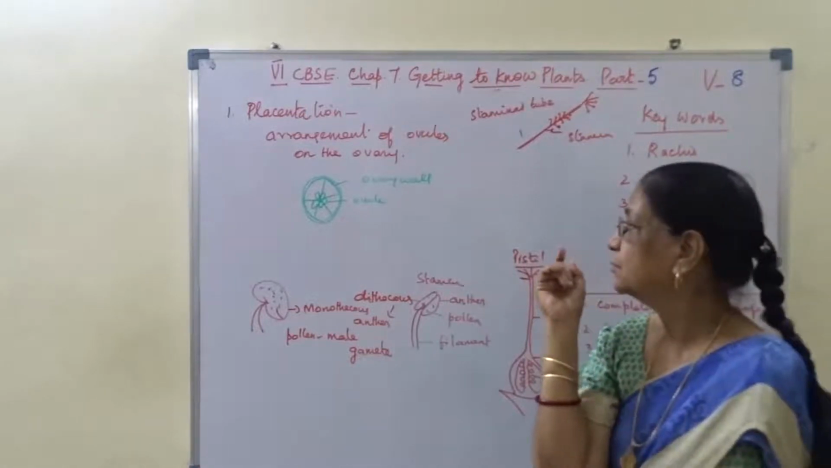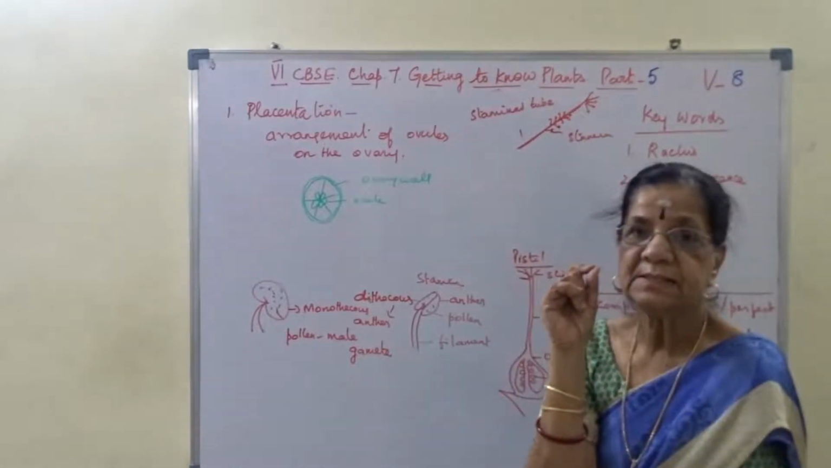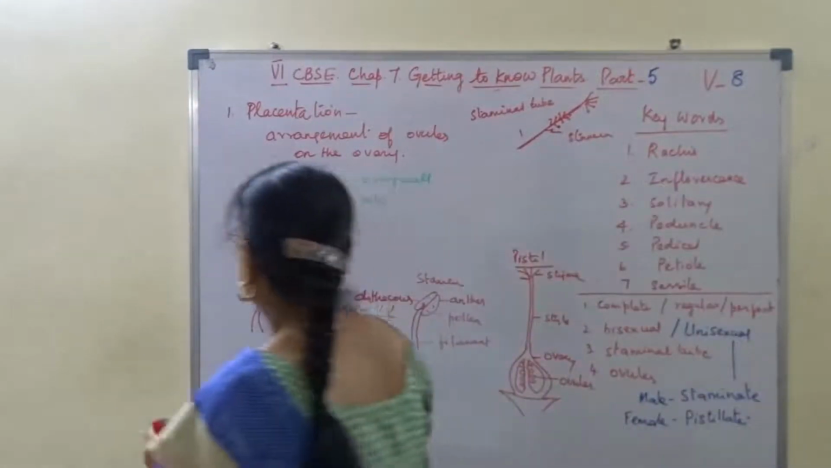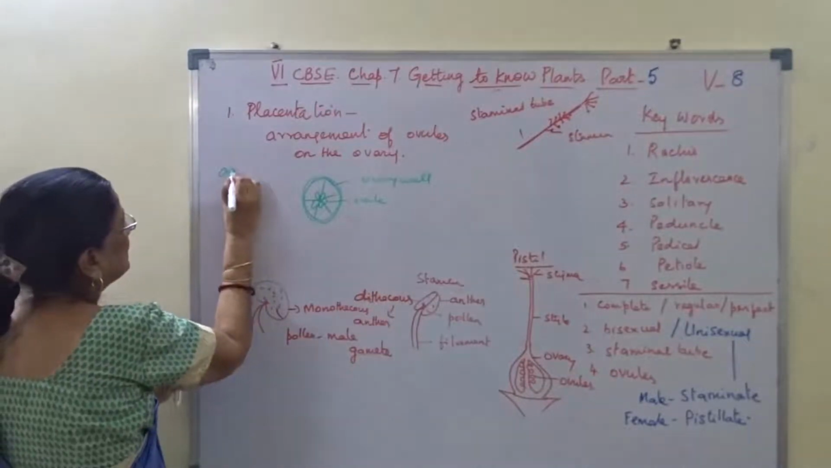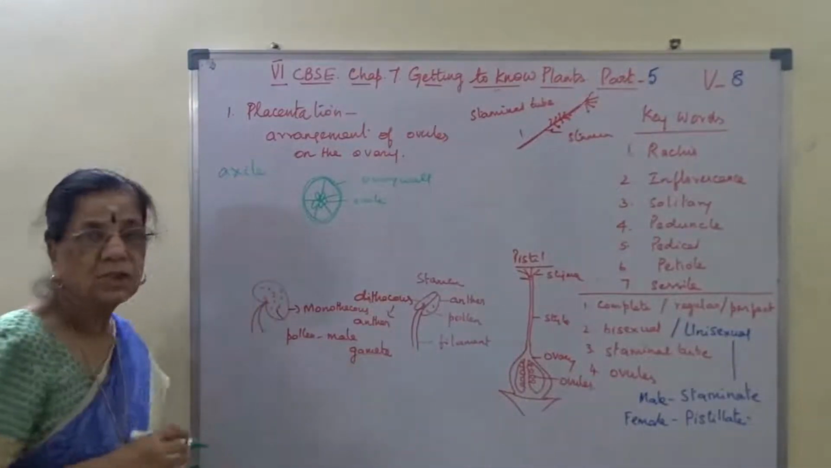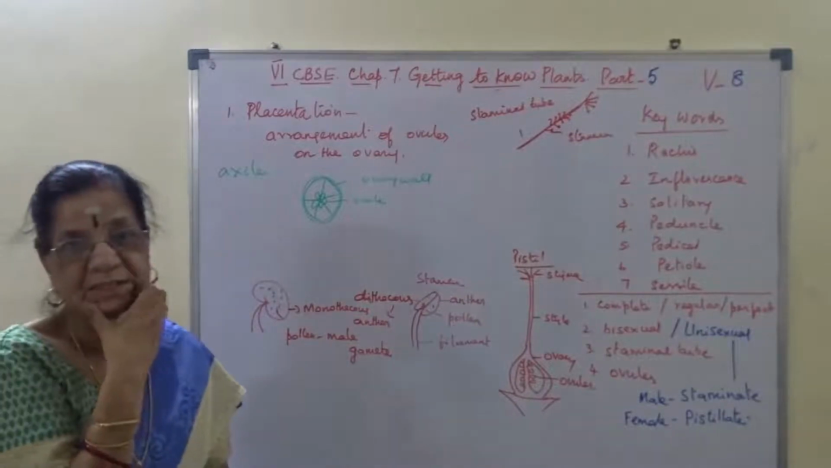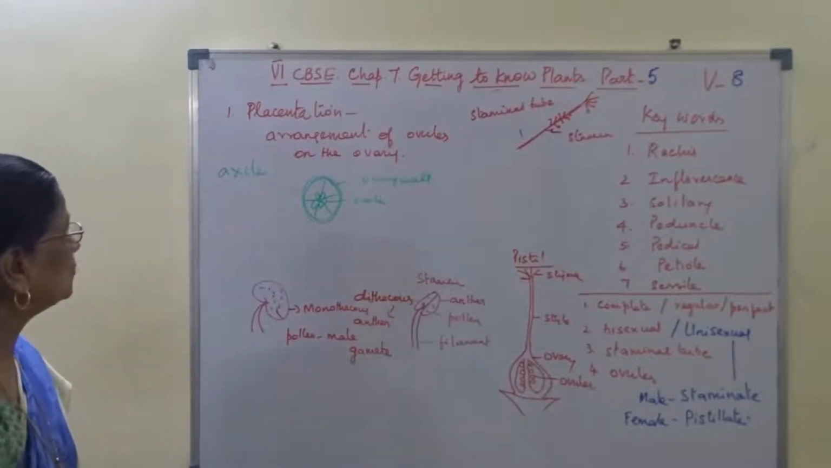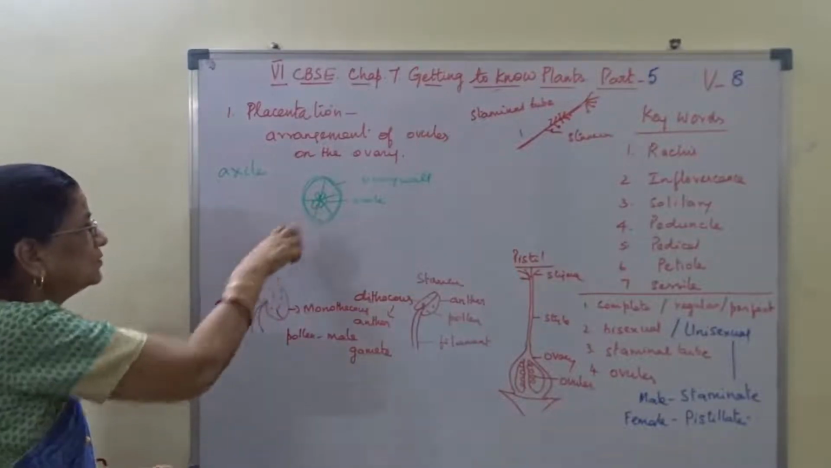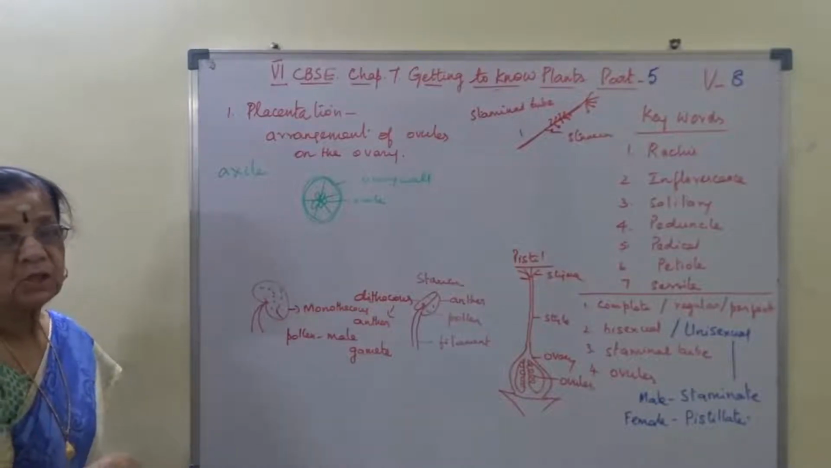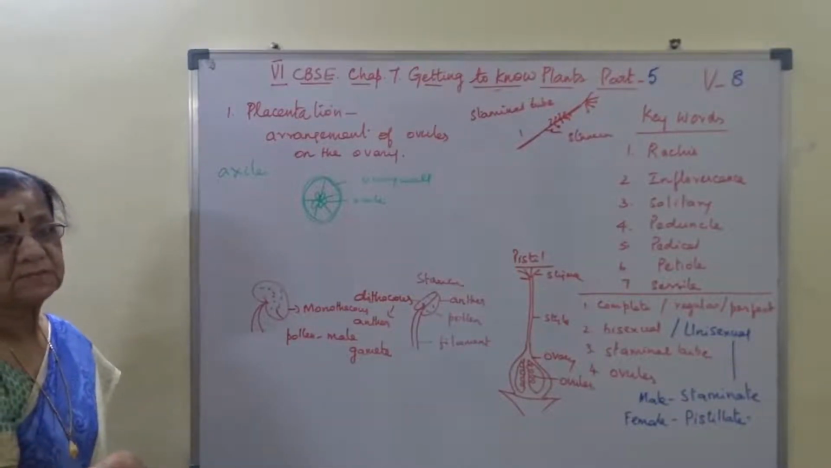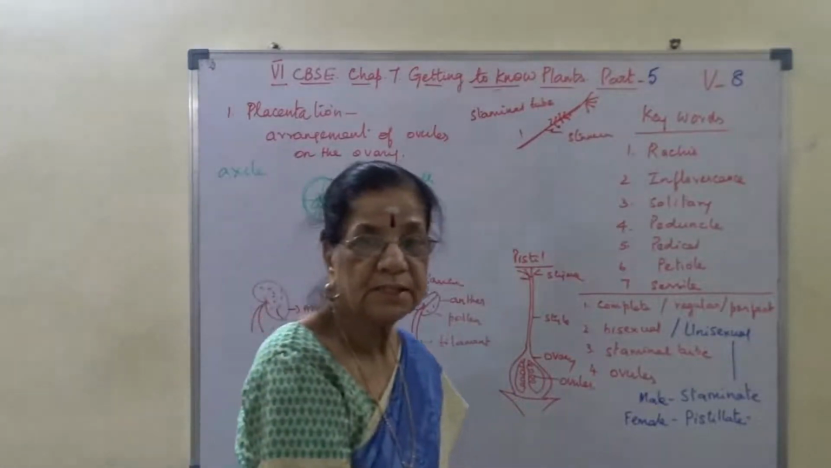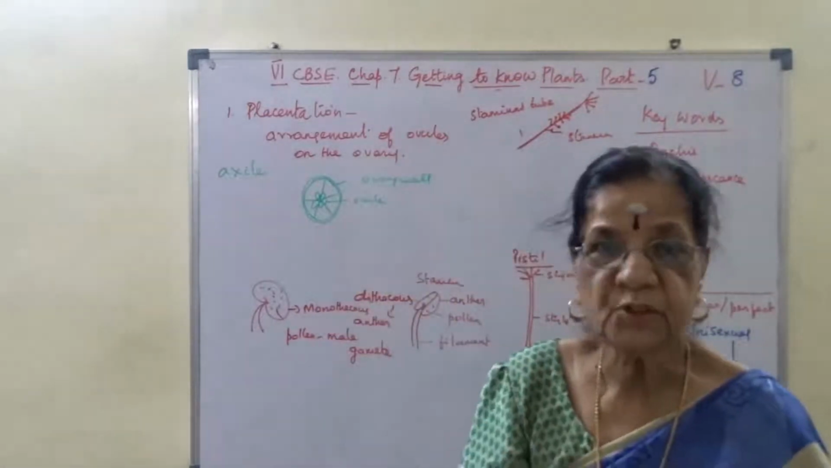Now here, as the ovules are attached to the center of the ovary axis, it is called axile placentation. So when the ovules are arranged on the center of the ovary like this, it is called axile placentation. I hope you follow.